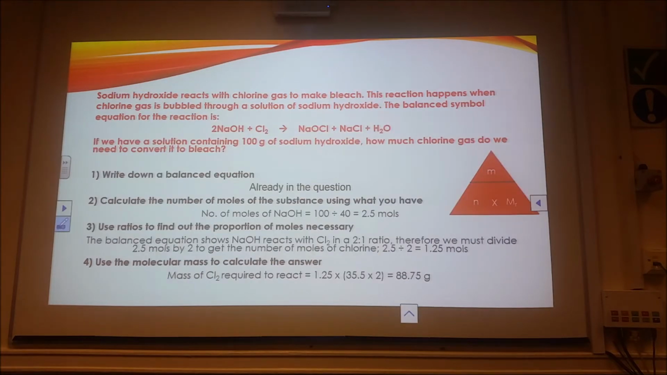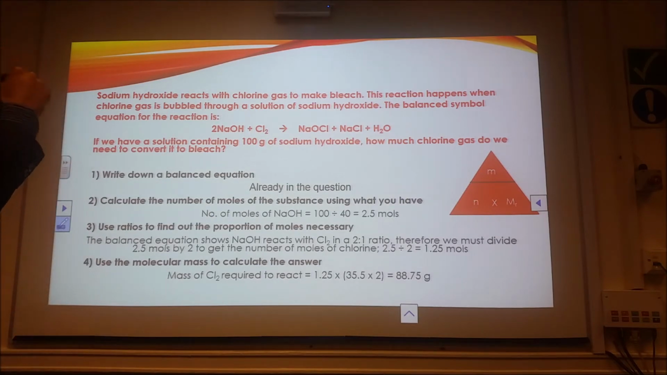Let's look at another example. Sodium hydroxide reacts with chlorine gas to make bleach. This reaction happens when chlorine gas is bubbled through a solution of sodium hydroxide. The balanced symbol equation for the reaction is 2NaOH plus Cl2 gives us NaOCl plus NaCl plus H2O. If we have a solution containing 100 grams of sodium hydroxide, how much chlorine gas do we need to convert it to bleach? What is important in this question?